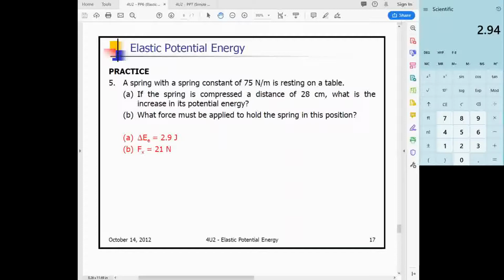Now it says, what force must be applied to hold the spring in this position? So I don't actually need the 2.9 joules to solve this. Going back to the two values we had from the initial part of this question, 75 and 28 centimeters, force is equal to k delta x. So 75 times 0.28 gets me to 21 newtons.